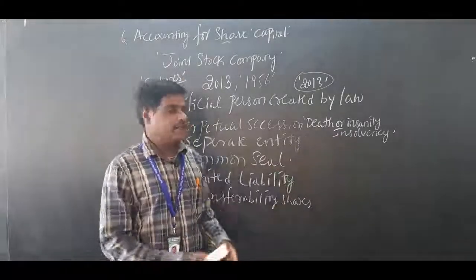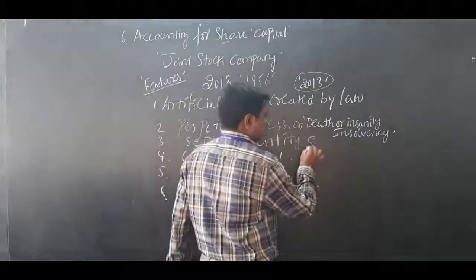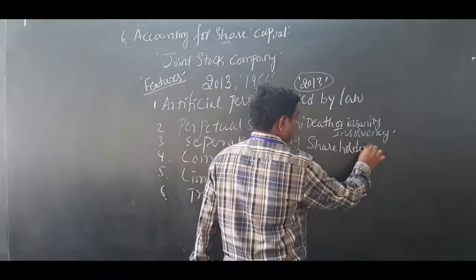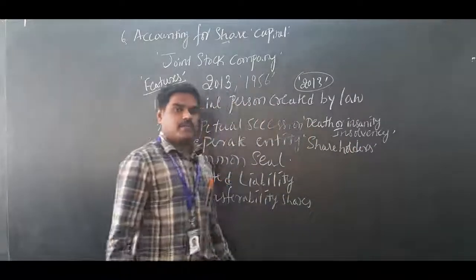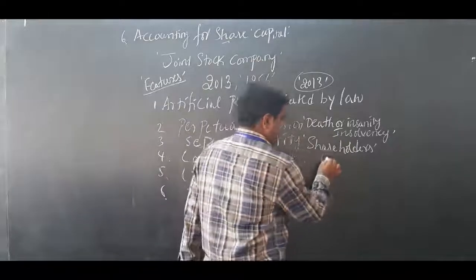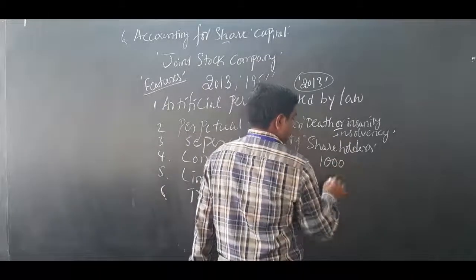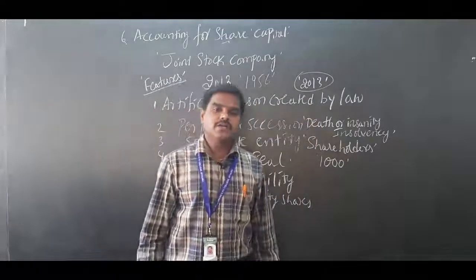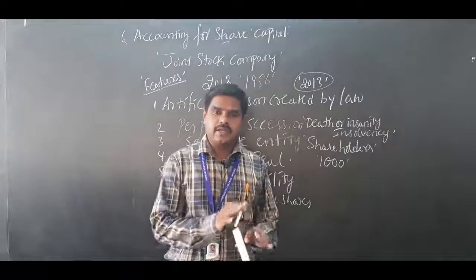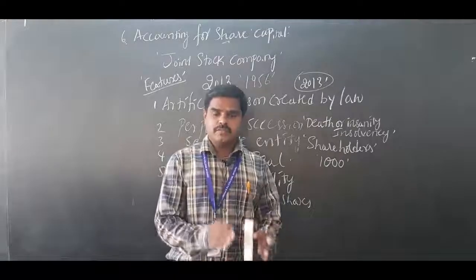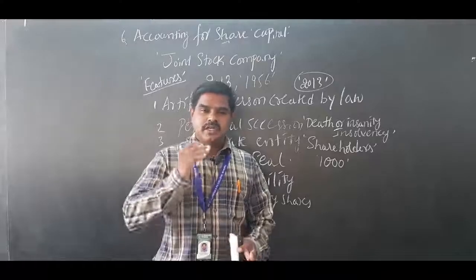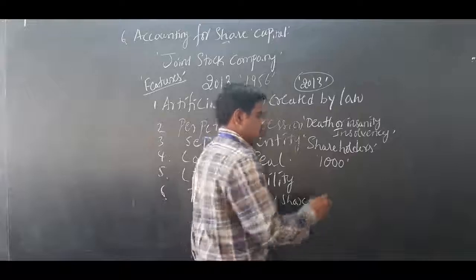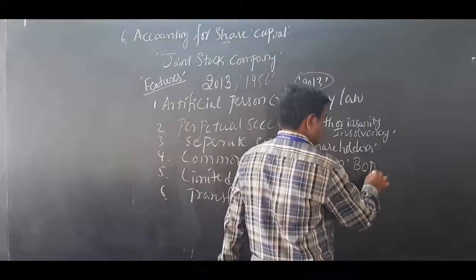Separate entity means, as I already told you, the owners of a company are called shareholders. Let me take an example. There are 1000 shareholders. All 1000 shareholders cannot run the company. Out of those 1000 shareholders, some elected or selected members are there. They are called the board of directors.